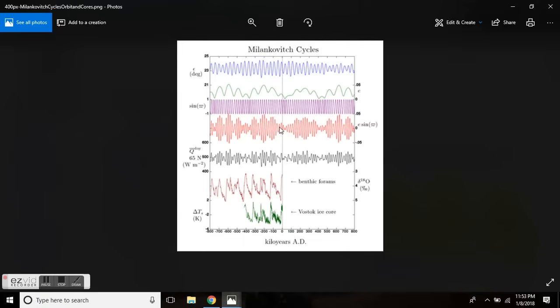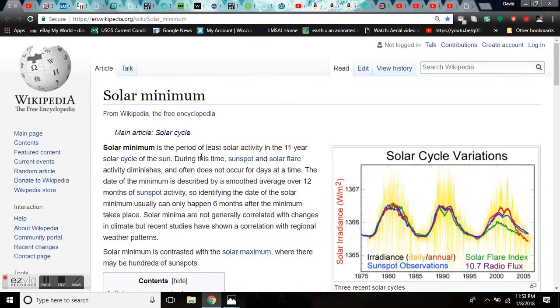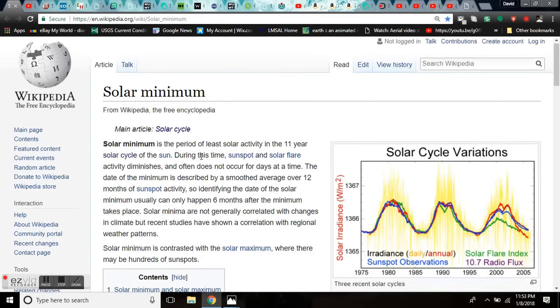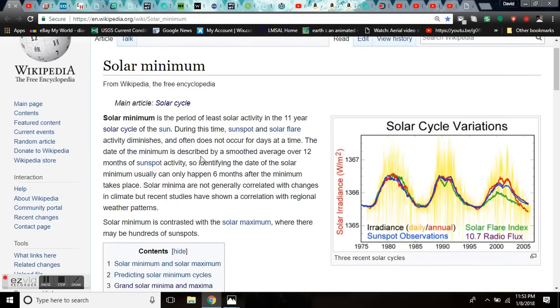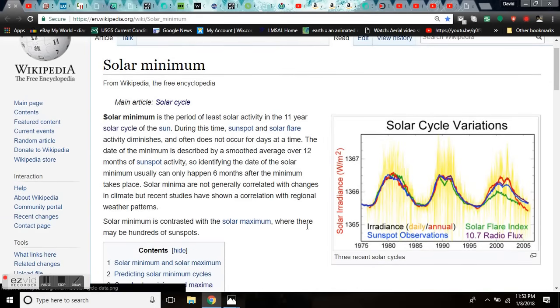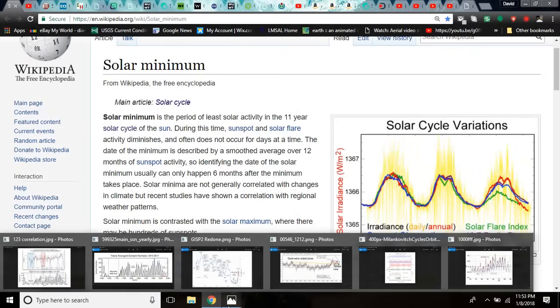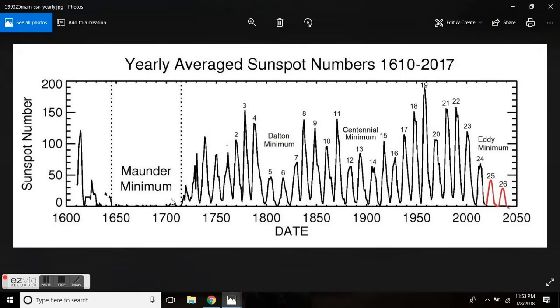Now, I specialize in Milankovitch. We'll talk about that in a different episode. These are longer term cycles. The 26,000 year precessional cycle, the 40,000 year obliquity, the 100,000 year eccentricity, which you can clearly see here in the Vostok ice core and the benthic forams. We'll talk about all these things and unravel them as we move forward.